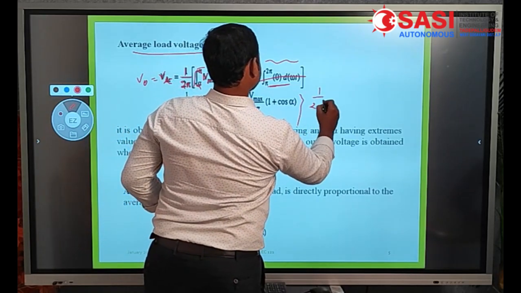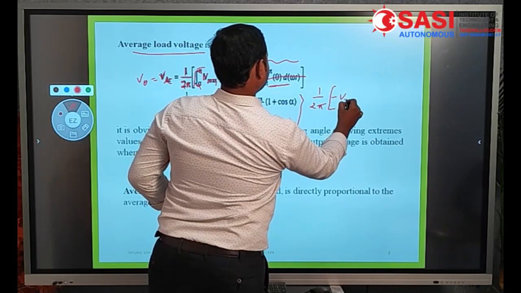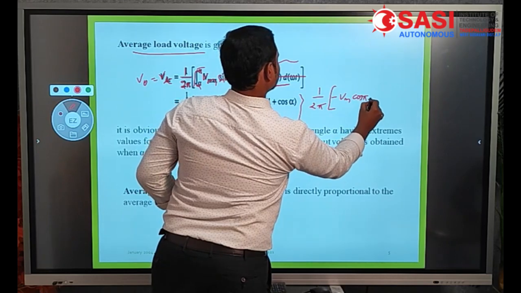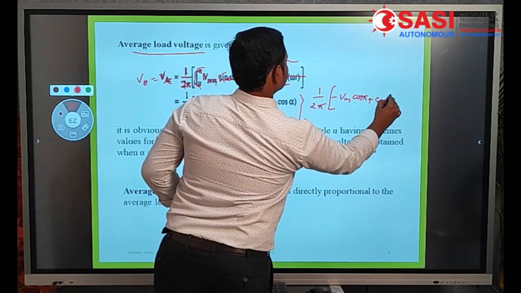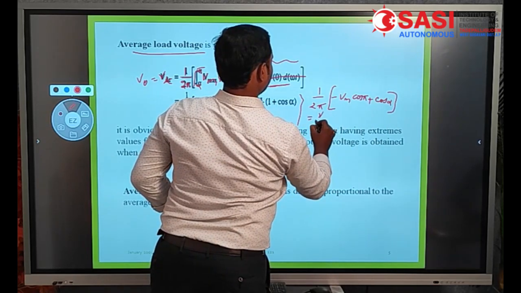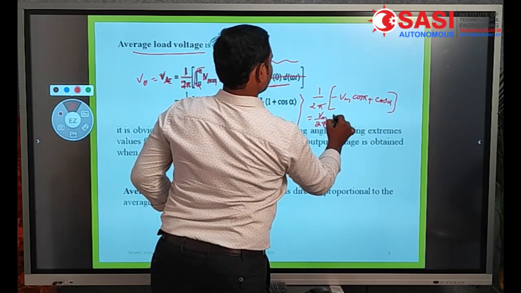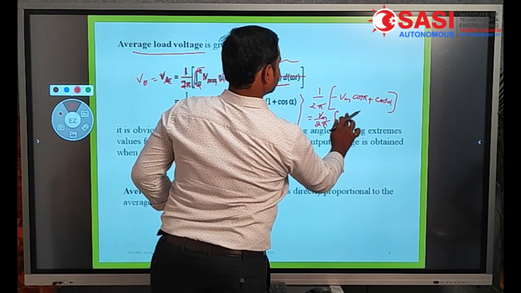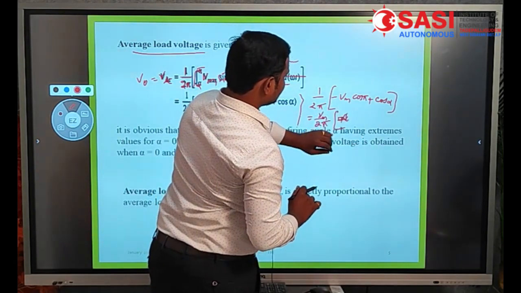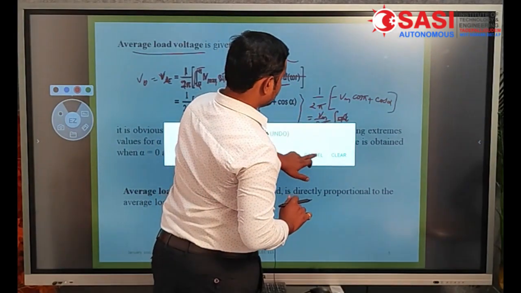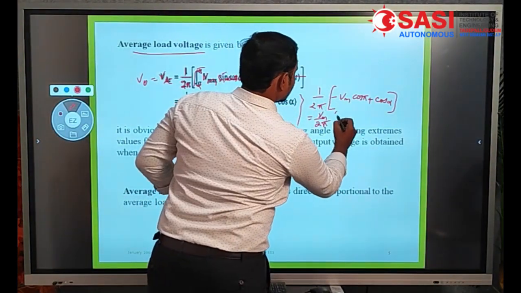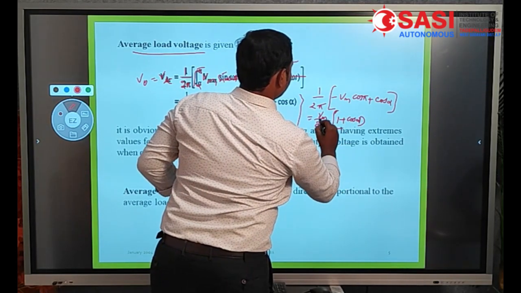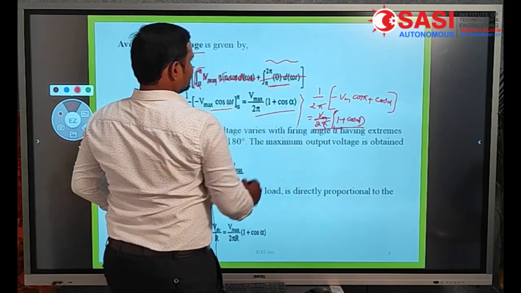That means you can write here 1 by 2 pi, minus Vm, cos pi minus cos alpha. So this is like this, we can say Vm by 2 pi, minus cos pi means you can write minus minus 1, so it will be plus 1, then cos alpha. So you will get Vm by 2 pi, 1 plus cos alpha.